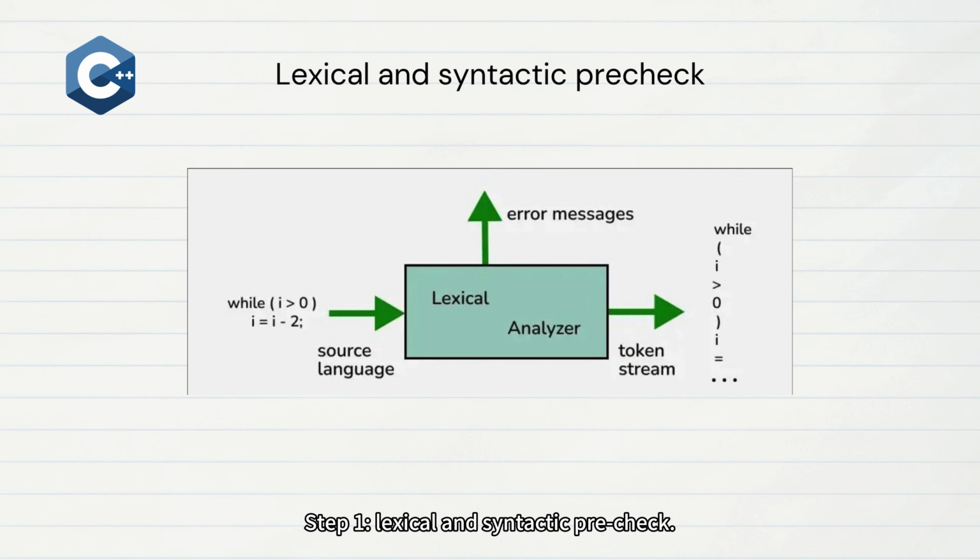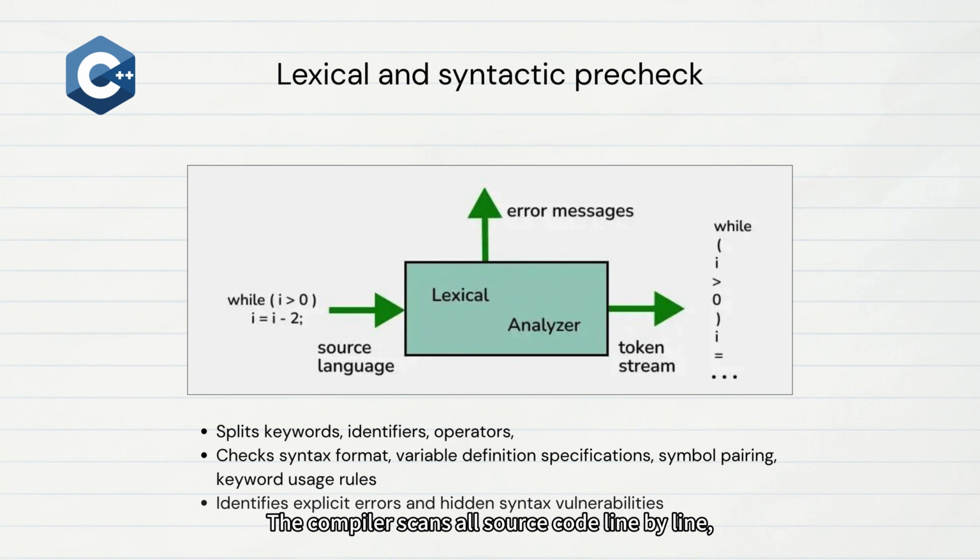Step 1. Lexical and syntactic pre-check. The compiler scans all source code line by line, splits keywords, identifiers, operators, checks syntax format, variable definition specifications, symbol pairing, keyword usage rules, and identifies explicit errors and hidden syntax vulnerabilities. If the check fails, compilation terminates immediately. If it passes, proceed to the next step.